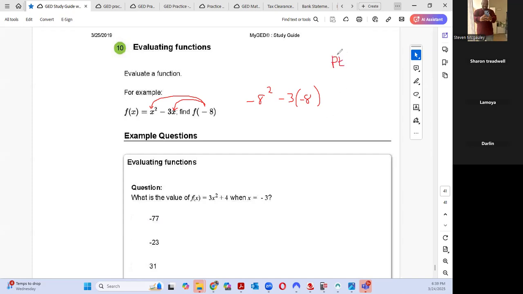This is what I want to show you. Remember, please excuse my dear Aunt Sally. It says do exponents first. So this is going to be -64.